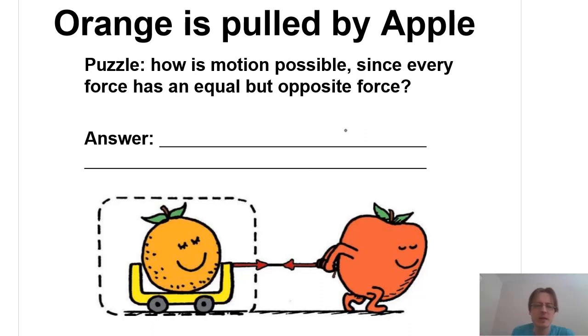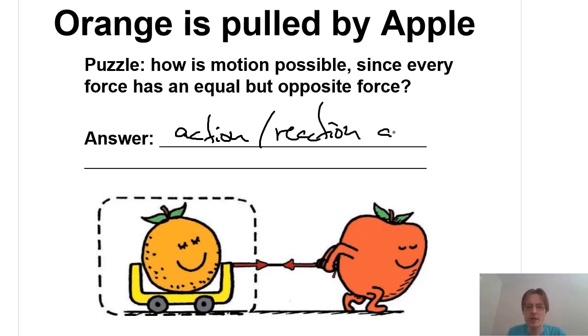Okay. The answer to this is no. Motion is certainly possible. I can stand up and walk away right now if I wanted to. How is it possible for every force there's an opposite force? The answer is it hinges on the fact that the action-reaction forces are on different objects. Action, reaction. They act on two different objects.